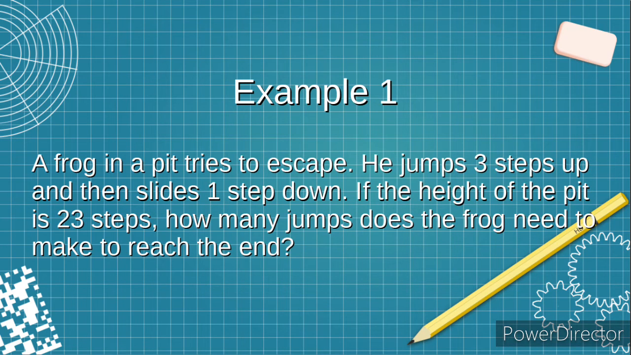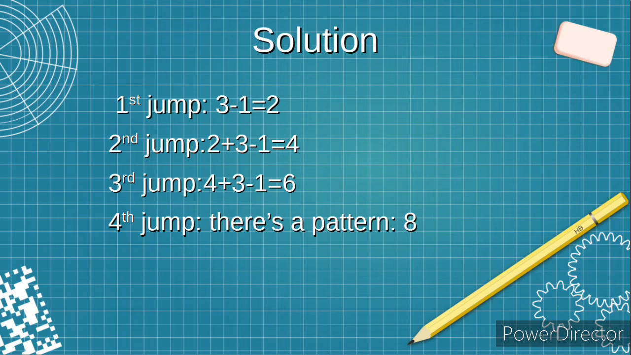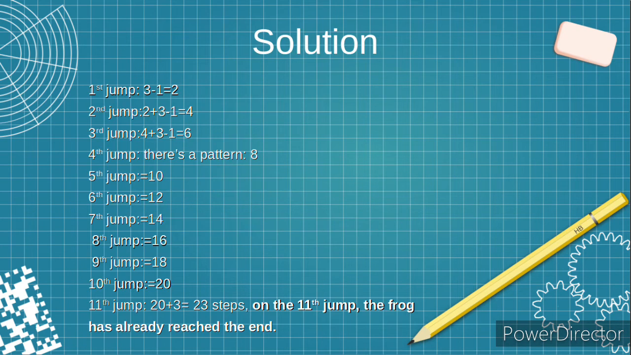Example 1. A frog in a pit tries to escape. He jumps 3 steps up and then slides 1 step down. If the height of the pit is 23 steps, how many jumps does the frog need to make to reach the end? So, the frog jumps 3 steps but slides 1 step down. So, every jump is 3 minus 1, or equals 2 steps. And from this, we can see a pattern. Therefore, it will take the frog 11 jumps to reach the end.